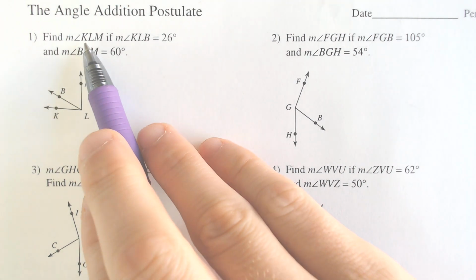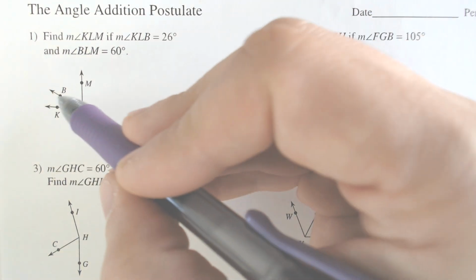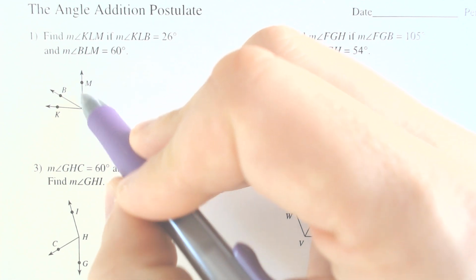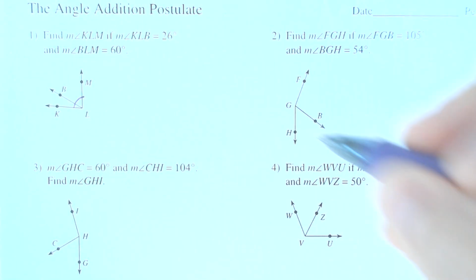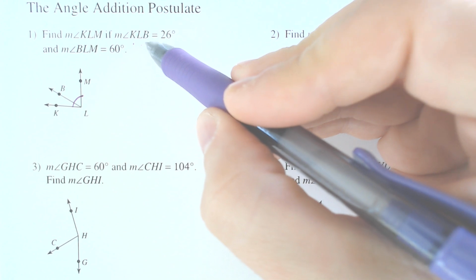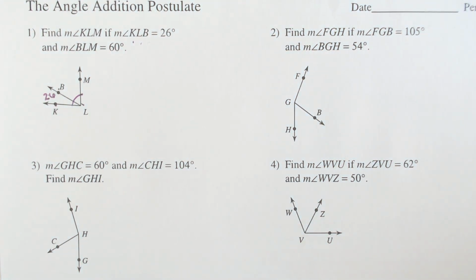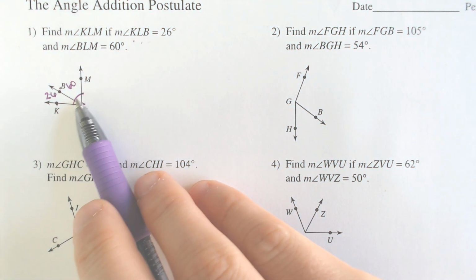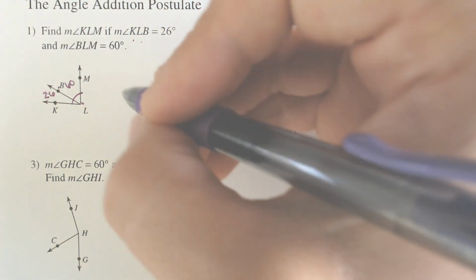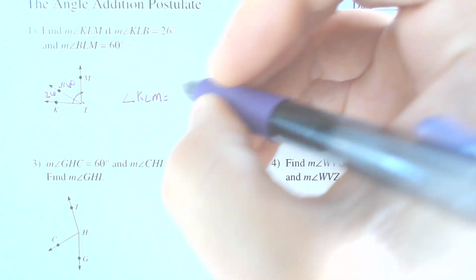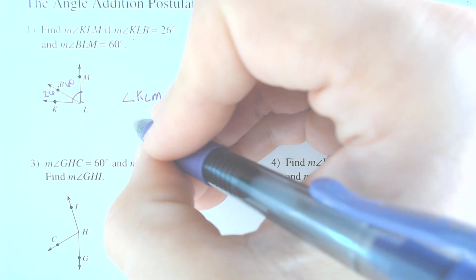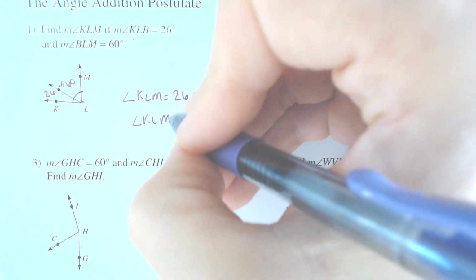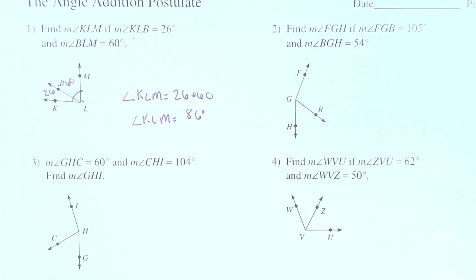Here we're going to be finding angle KLM. Well, KLM is the entire angle, the whole thing. We're told that KLB is 26, so K to L to B, this part right here, would be 26. And we are told that BLM is 60. If you know the bottom part and you know the top part, and you want to find the entire thing, you would just add them together, which means angle KLM would equal 26 plus 60, which would be 86 degrees.